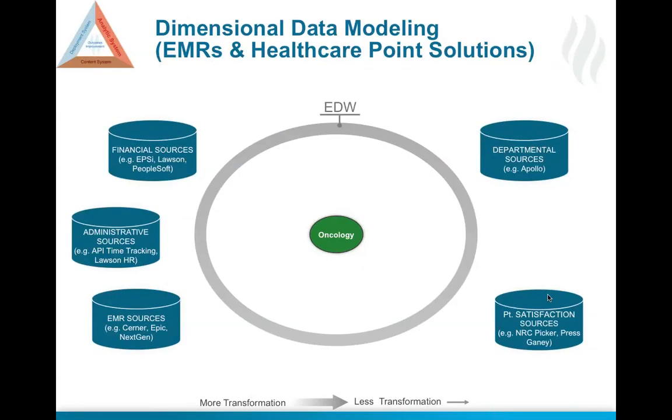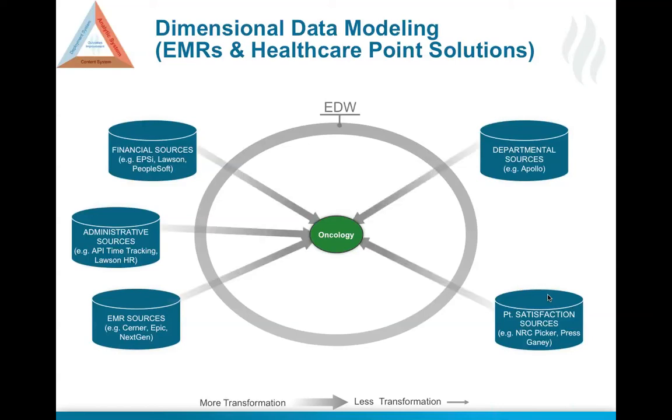The second model that's often used is the dimensional data model. And this is often used by EMR vendors or healthcare point solutions. It starts out working a lot better than the enterprise data model. The idea is that I have a specific clinical area or operational area where I'm trying to do something. Let's take oncology, for example. And I pull data from all of the transactional systems where I have interesting analytical data. And I create a summary data mart, if you will, that describes how I'm doing.